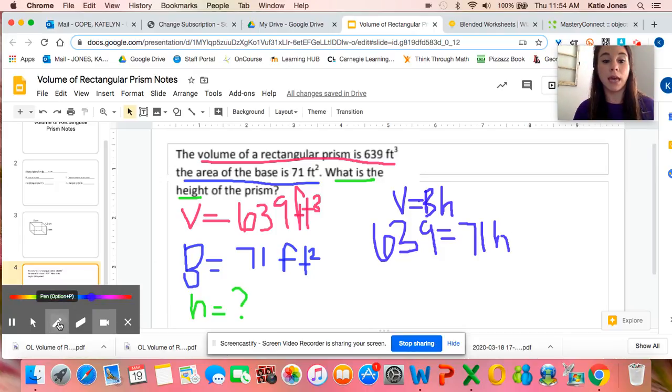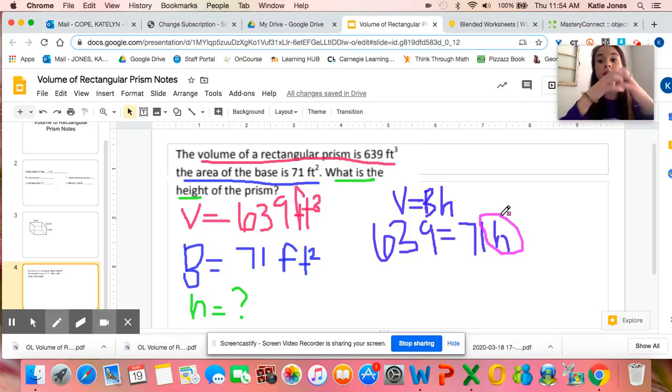So in order to get H by itself, we need to do the inverse operation. So we need to split them up. We need to break them apart. So to do that, we need to divide. So we're going to do 71 divided by 639. And that is going to give you that H. So this cancels out. You divide these and you get H equals 9.